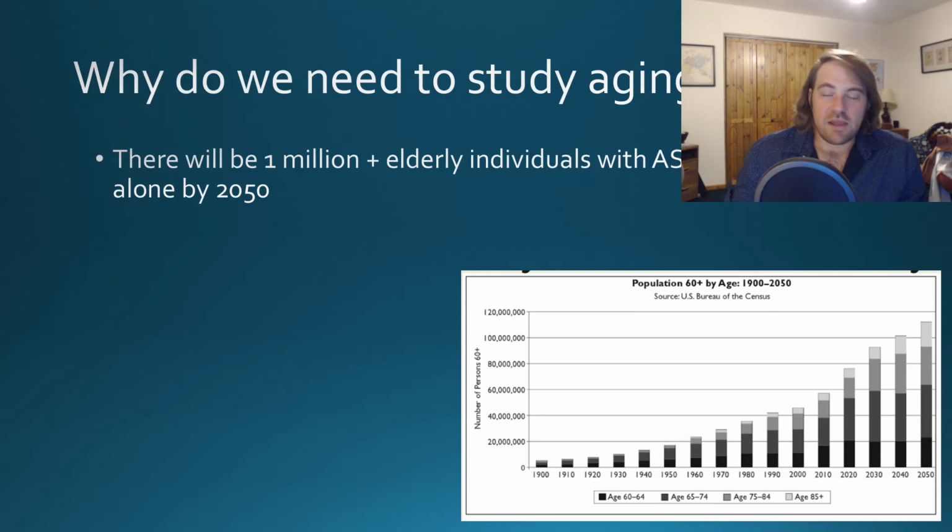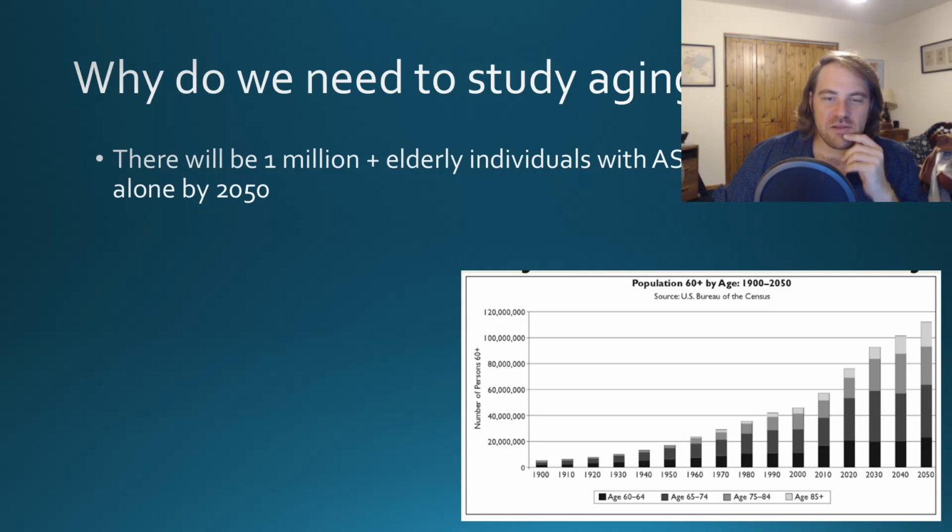Why do we need to study aging in autism spectrum disorder, though? Well, I'll tell you why. It's not just that we need to know, like we talked about, that whole slide was about where does it come from? Where does it go? Where does it come from, Cotton Eye Joe? Where does it come from? What is related to it? What's causing it? Why is it rising?